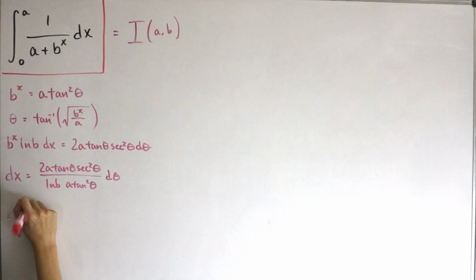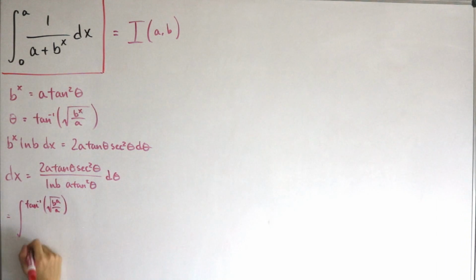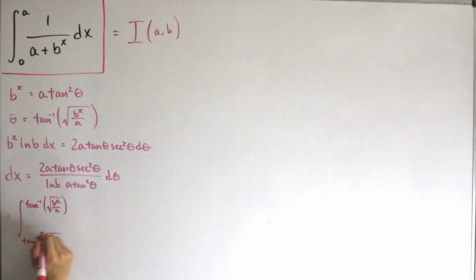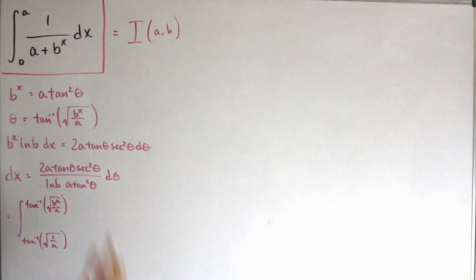So our top bound is going to be the inverse tangent of the square root of b to the power a divided by a, and then our lower bound is going to be the inverse tangent of the square root of, so I plug in 0, so that means that's going to be 1 divided by a. Close that off, and now we actually just put in the substitution, so replace the dx with everything over here.